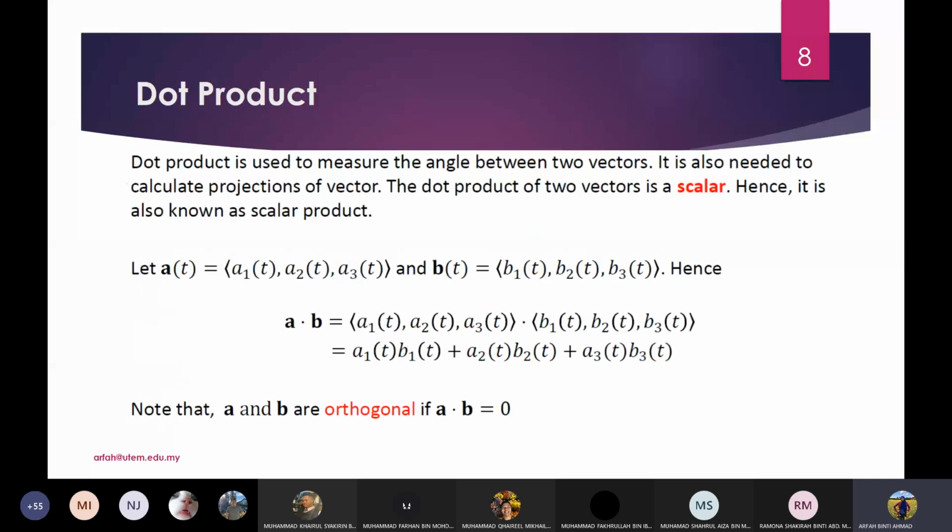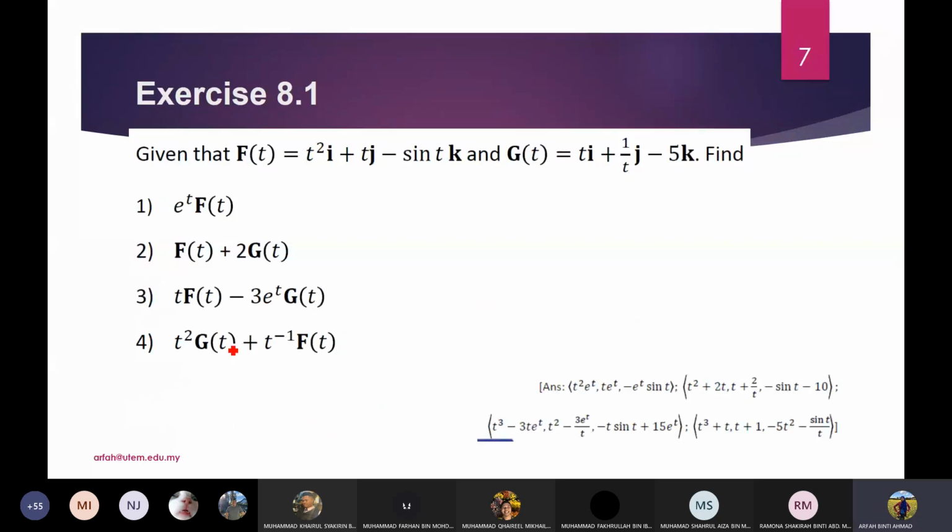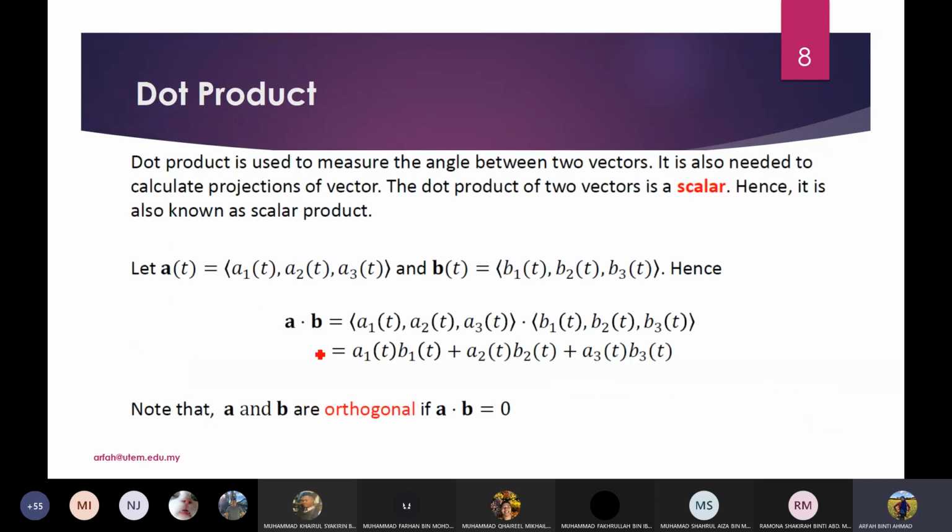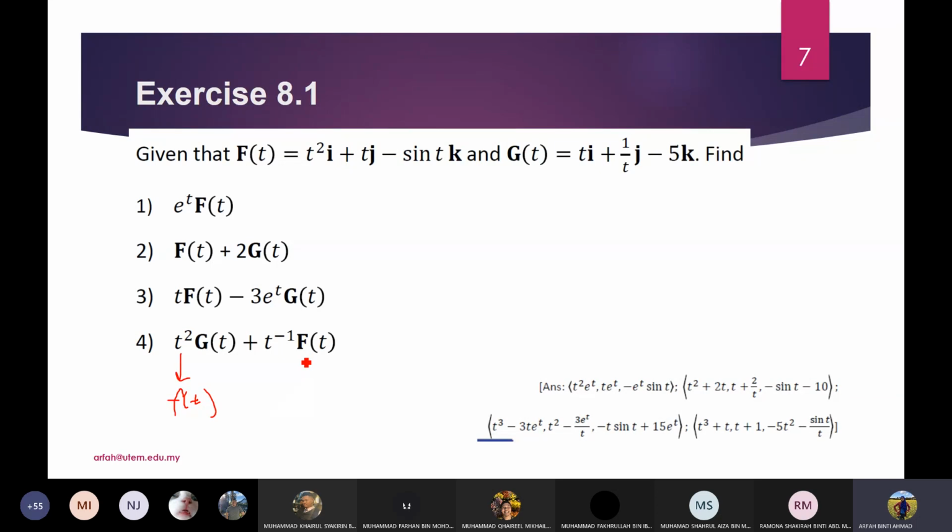Okay, cuba kita buat exercise ni. Given that F(t) equal to t squared I and G(t) equal to t I, then find exponential t F(t), F(t) tambah 2 G(t), t F(t) tolak 3 exponential t, t kuasa 2 tolak 3 ni. So in this case, yang ini adalah F(t), satu vector function yang lain. Okay. Cuba try this exercise. Then we will check one by one.